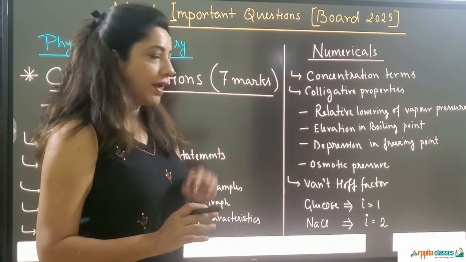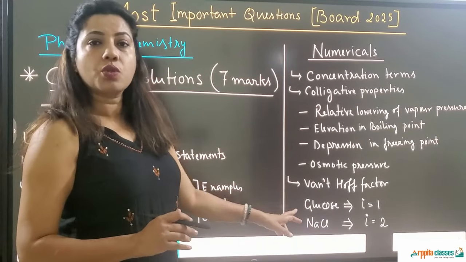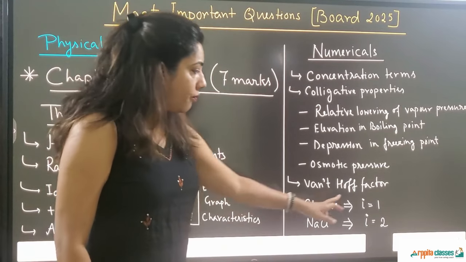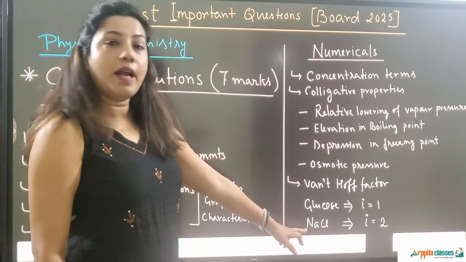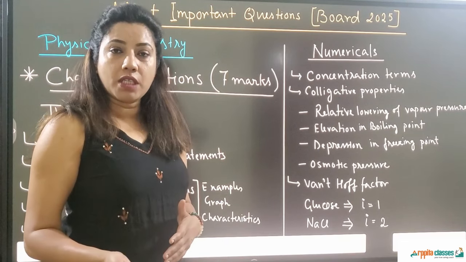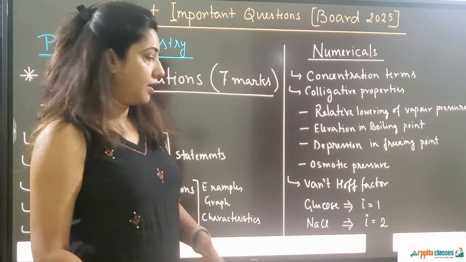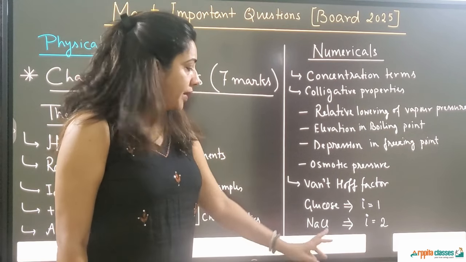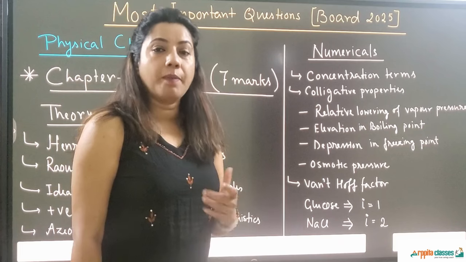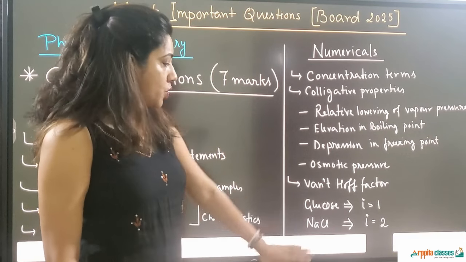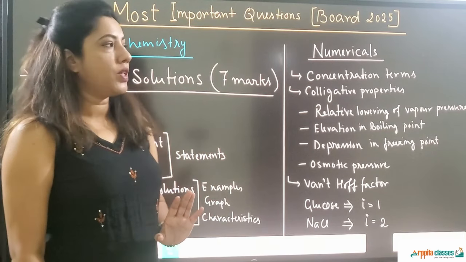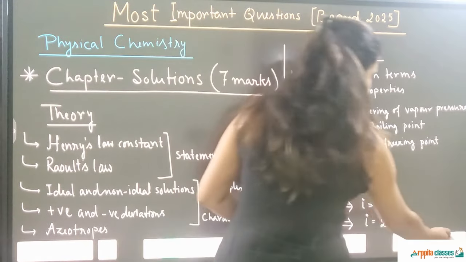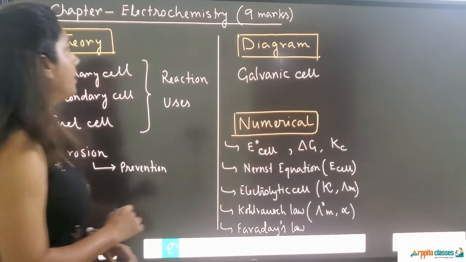Then we have the Van 't Hoff factor. We know that for glucose, urea or cane sugar, which are non-electrolytes, the Van 't Hoff factor i is equal to 1, and for electrolytes, for example NaCl, MgCl2, aluminum sulfate, the Van 't Hoff factor i is not equal to 1. For NaCl, for example, i is 2, for MgCl2 i will be 3, and so on. So, numericals based on the Van 't Hoff factor. This is the entire thing which you need to prepare from Solutions. Let's move on to the next topic.